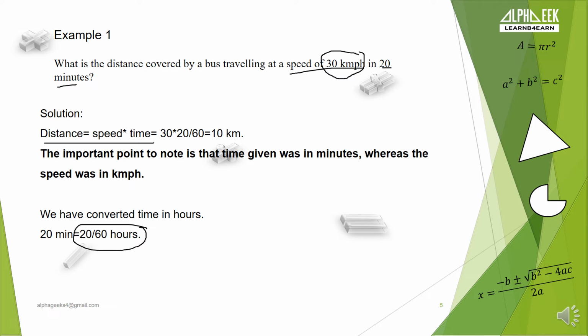Then we can substitute that into the equation up here. So the speed is 30 and the time taken is 20 by 60 hours. So the total distance after the calculation will be 10 kilometers. So this is important. Always realize the units of the questions. The speed unit, the time unit, and the distance unit should be the same. You have to convert those units into the same units for the respective parameters. Let's go to our next example.